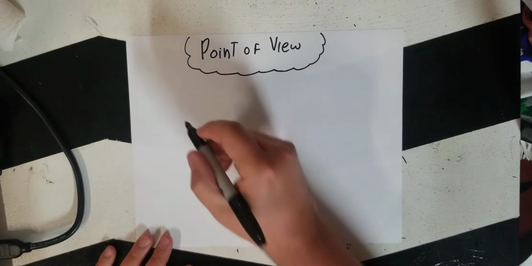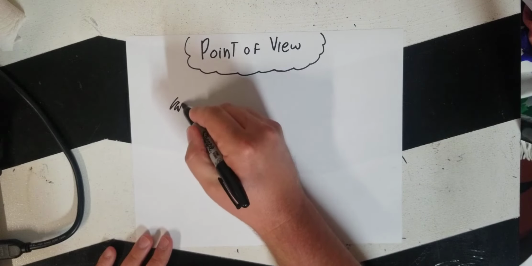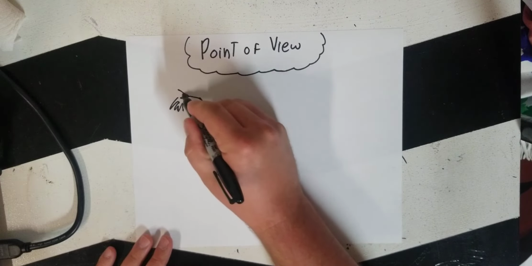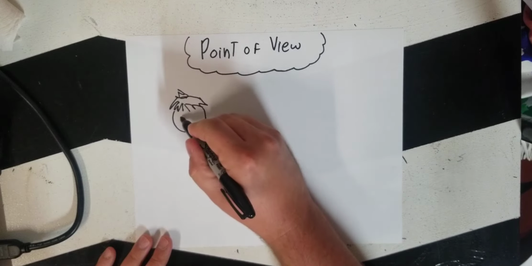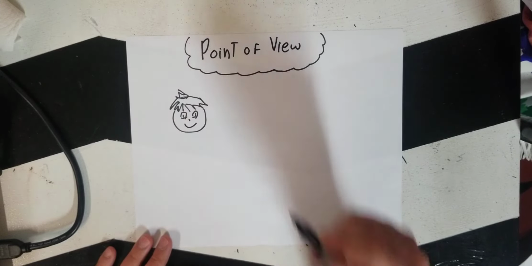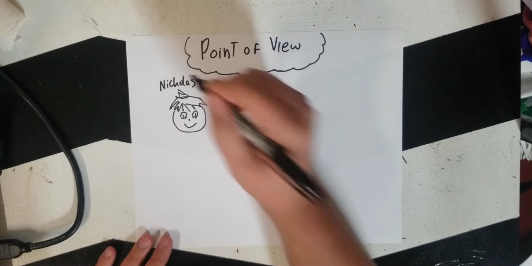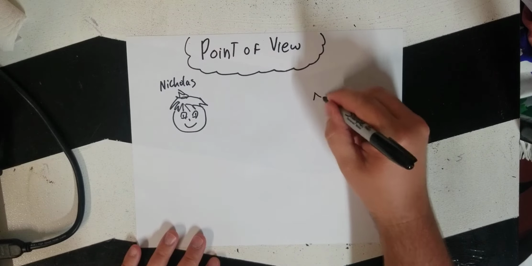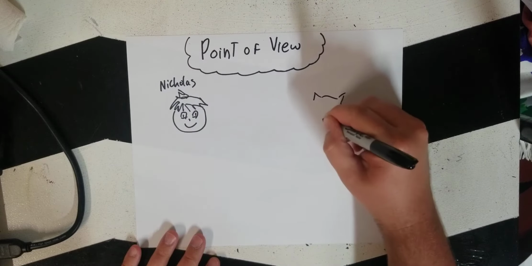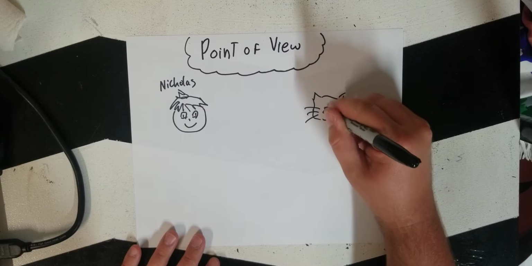and we're going to talk about the same issue. Two people can see the same thing very differently. So I'll draw Nicholas here. We'll pretend that this is Nicholas. Right? This is Nicholas here. And then we'll have his cat. Right? We'll just draw his cat real quickly here.